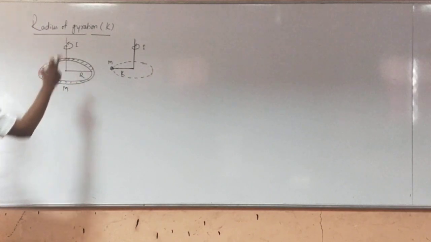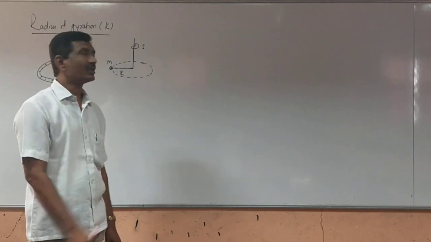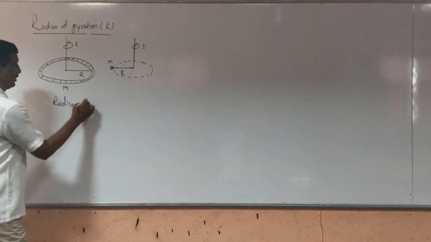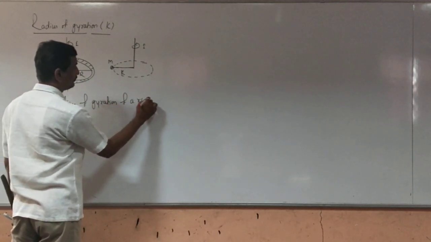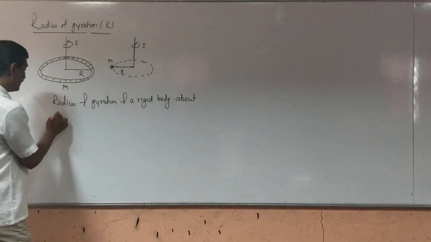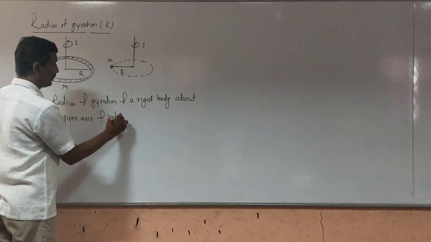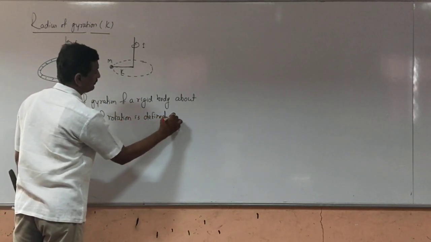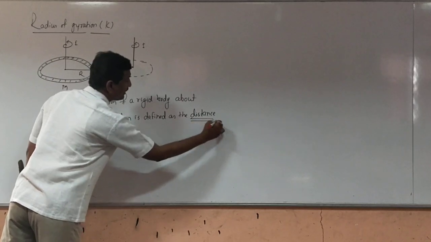The radius of gyration of a rigid body about a given axis of rotation is defined as the distance. So this word is very important here. It is defined as the distance.